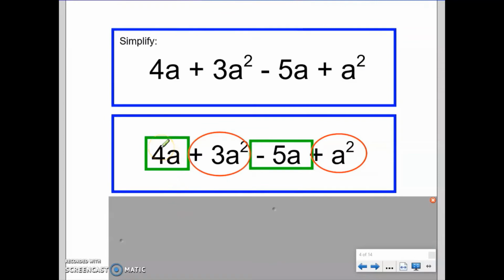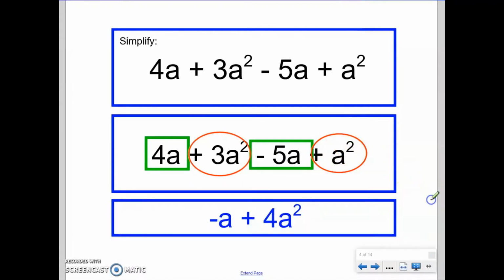I've put a green box around my a's. So I've got 4a, take away 5a. That's going to leave me on minus 1a, which I could just write as minus a. And then I've also circled my a squareds. I start on plus 3a squared and then I add on one more a squared, taking me to 4a squared. So my final answer looks like this, minus a plus 4a squared. And that's the correct answer.